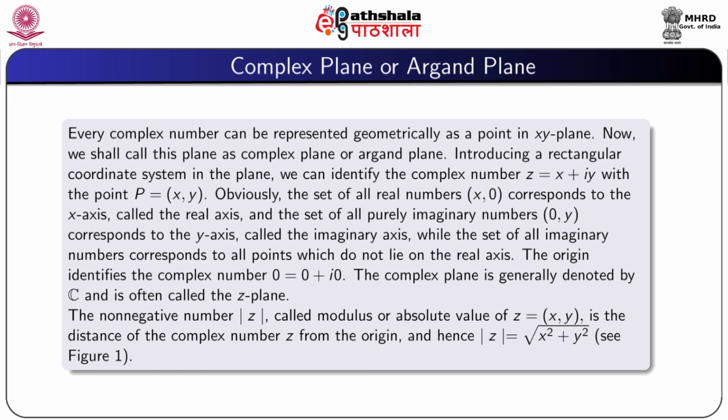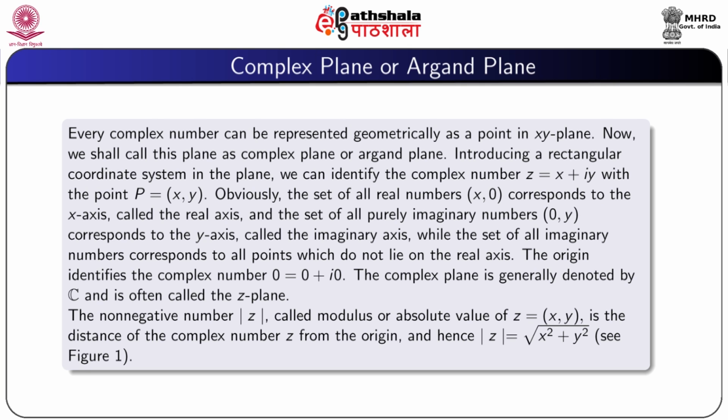Introducing a rectangular Cartesian coordinate system in the plane, we can identify the complex number z equal to x plus i y with the point P with coordinates x, y.